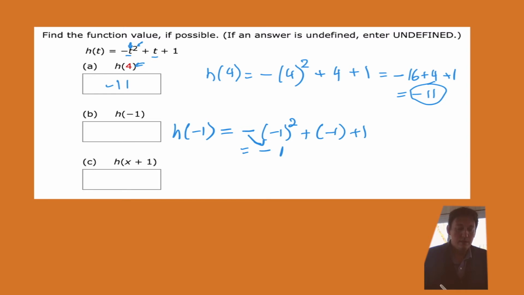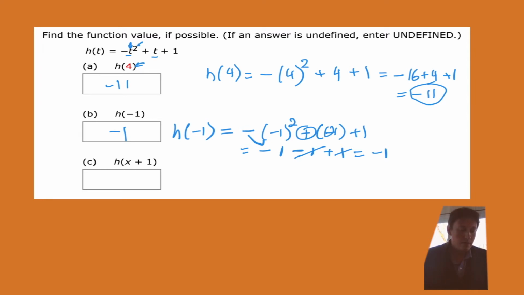Negative 1 squared is positive 1. So this negative comes down from the formula. Negative 1 squared is positive 1. Plus and minus together make a negative 1, and then plus 1. So you can either add these together, or you can just cancel these two out, and you have negative 1 as what's left over. So again, on this parabola, there's a point (negative 1, negative 1) that falls right onto this function.